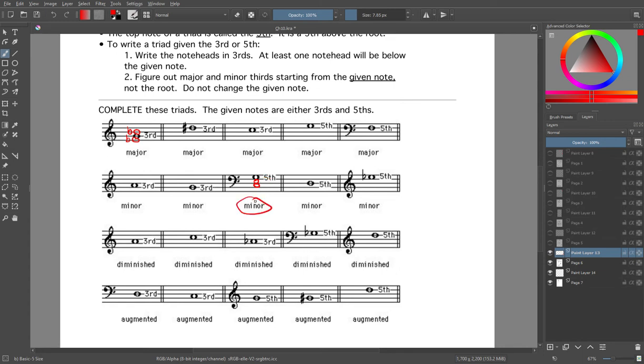So we need a minor triad. For minor triads, the bottom third is a minor third, and the top third is a major third. So first we're going to go starting at the top and going down because that's closest. We need to start with the G to the E.